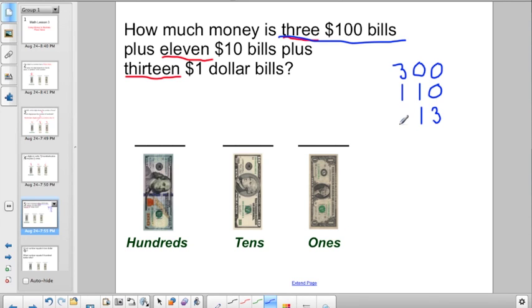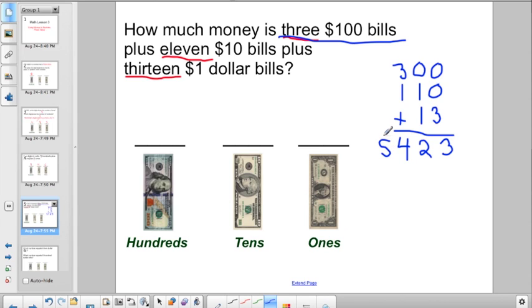So then you have to add those numbers up. Let's take a look. 0 plus 0 plus 3. Hey, that's going to give us 3. 0 plus 1 plus 1. That's going to be 2. And lastly, 3 plus 1. Hey, that's going to give us 4. So how much money is it? $423.